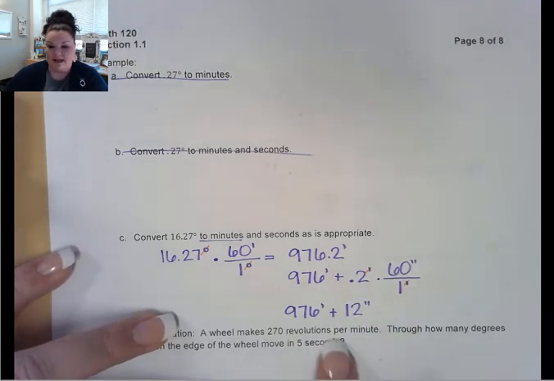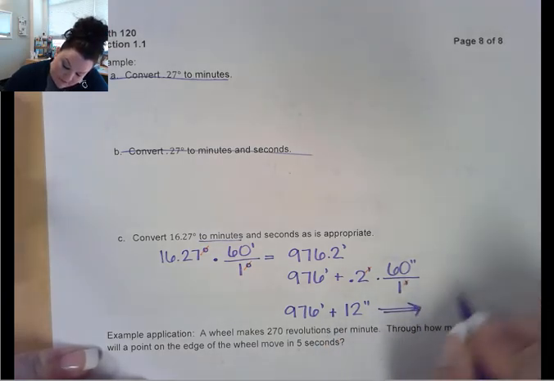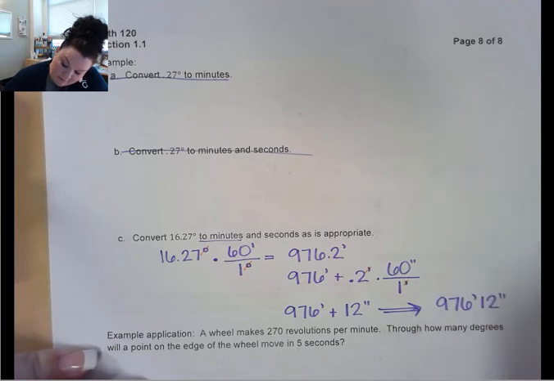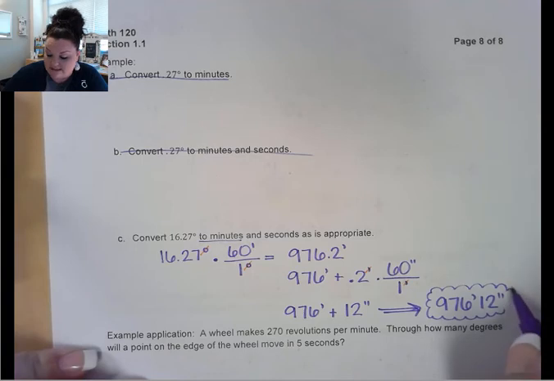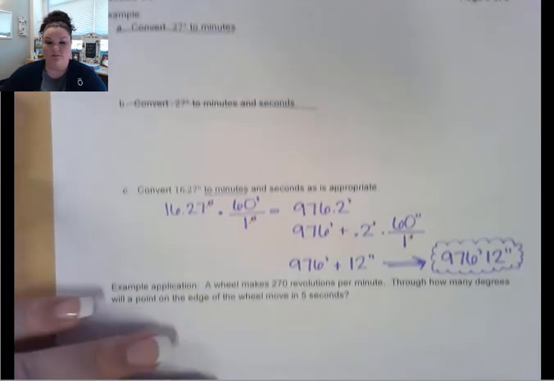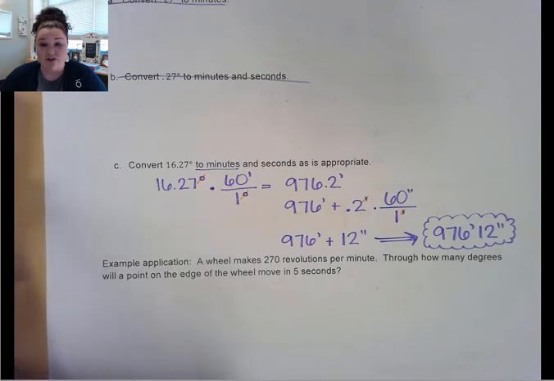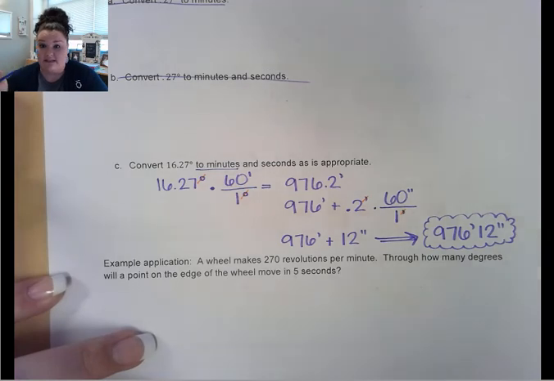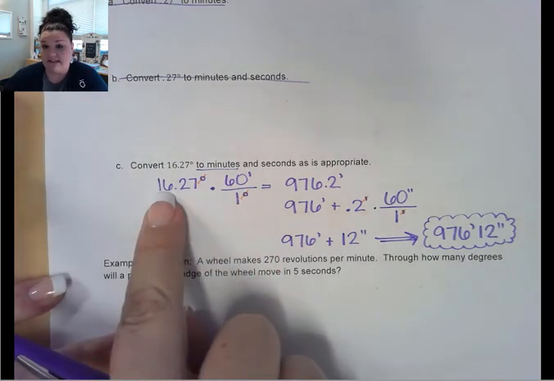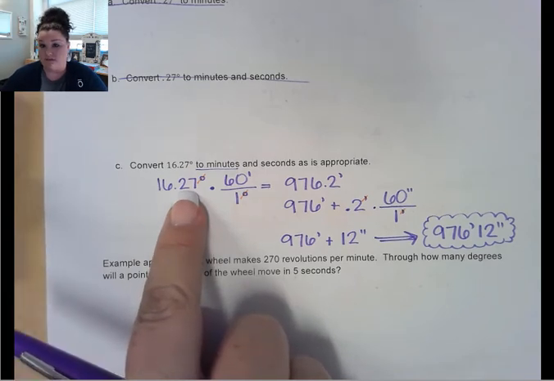And then the last thing I have to do is just write this together without the plus sign. So I have 976 minutes, 12 seconds. And that's really the goal, is to end up with no decimals, right? To have it broken down nicely. So make sure, again, you're paying attention to your instructions, because if it had said degrees and minutes and seconds, you wouldn't have had to convert the 16. You would have left the 16 alone, and you would have only converted the 0.27.